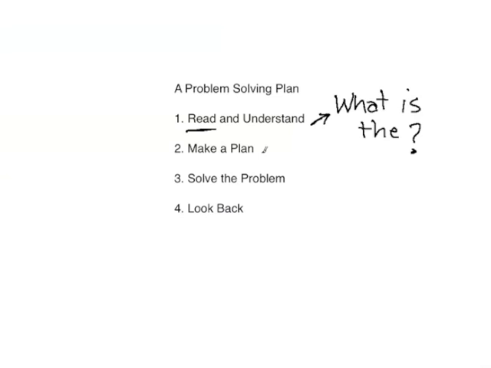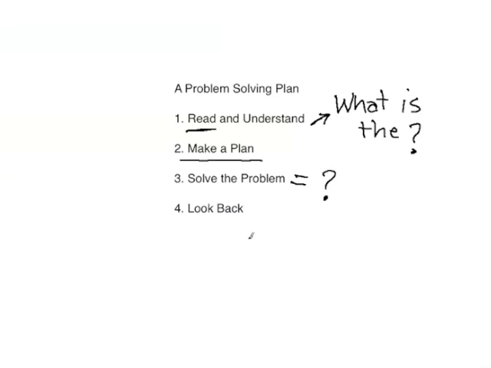The second thing is you're going to make a plan. When they say make a plan, this means how am I going to solve it? Am I going to draw a picture? Am I going to make a number sentence, an equation? Am I going to make a diagram? All of these are possible options, but make a plan. Figure out how am I going to solve it. The third step is to solve the problem. Figure out what is the answer.